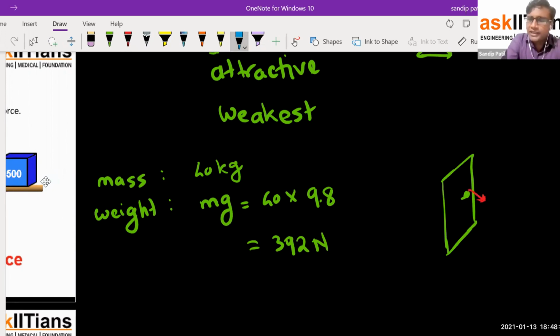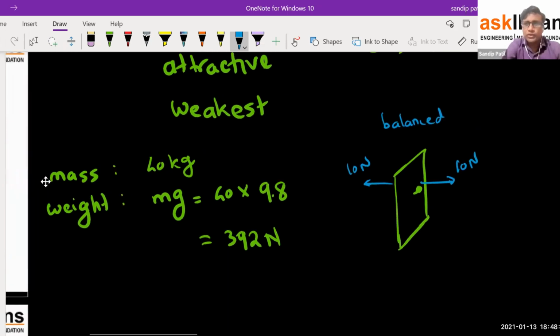Now consider your friend from the other side is pulling this door, and you are pulling on this side. What will happen? Will the door open? Obviously not, because you're applying two forces there. If the magnitude of the two forces is, assume, 10 Newton each, this door is not going to move or open. I can say this condition is a balanced condition. Even though there are forces on the door, it is still called a balanced system, or balanced force.